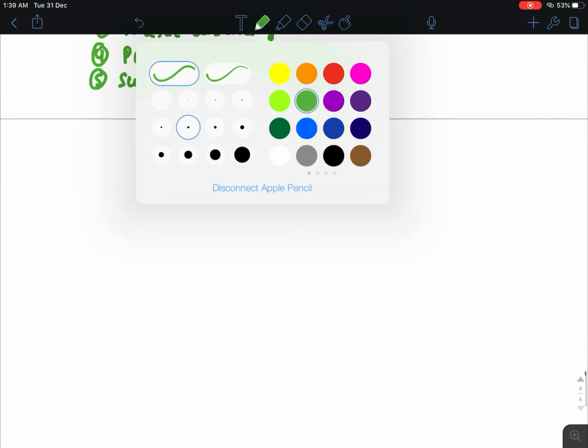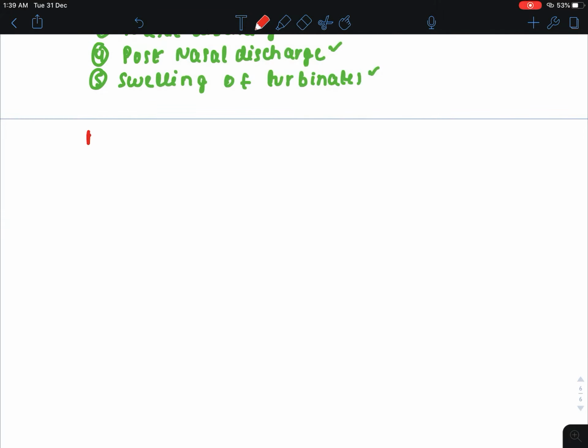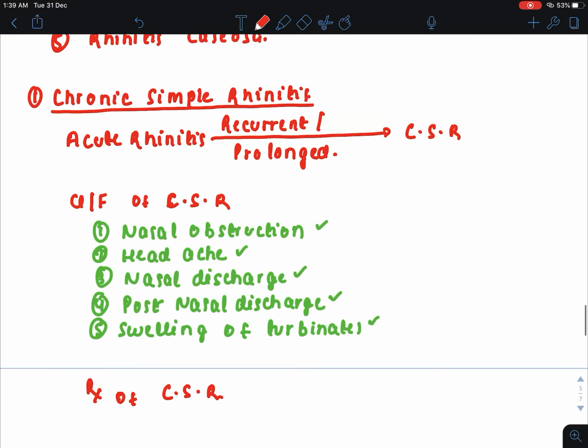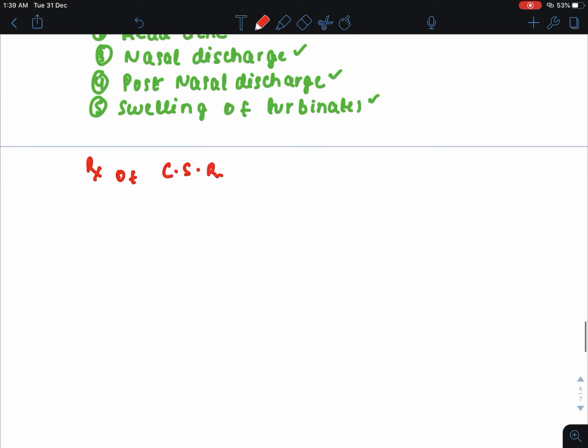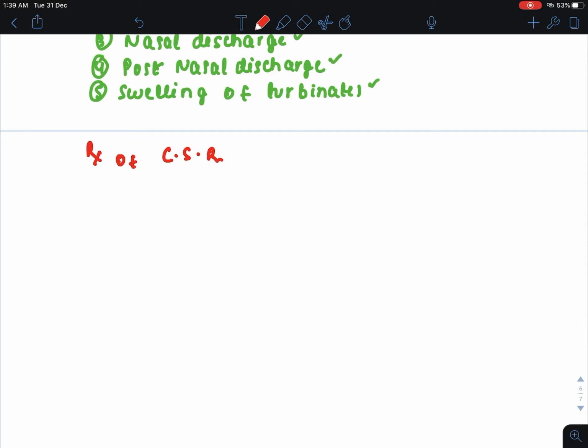So now, what is the treatment of chronic simple rhinitis? Since it is occurring because of acute rhinitis, if we treat the cause, then the patient will get relieved. So the treatment of chronic simple rhinitis is treatment of the cause plus we give nasal decongestant.